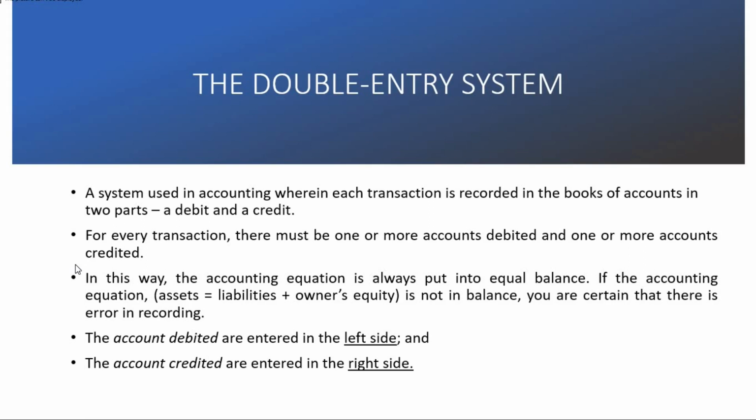If the accounting equation, assets equals liabilities plus owner's equity, is not in balance, then you are certain that there is error in recording. So, the accounts debited are entered in the left side and the accounts credited are entered in the right side.